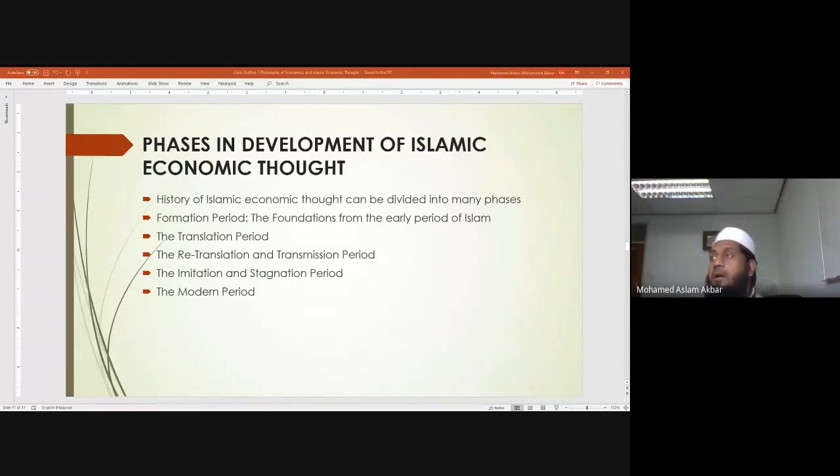We are going to talk about the phases in the development of Islamic economic thought. So we learned about all those necessary background checks. We have done it. We learned how exactly we should locate Islamic economic thought. We understood the whole area. We found the location.